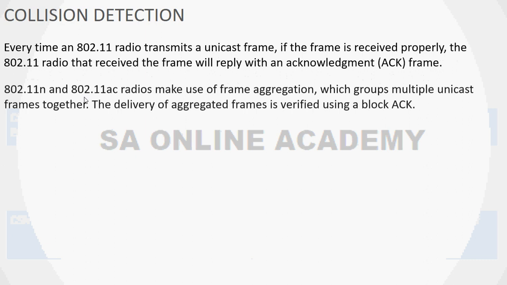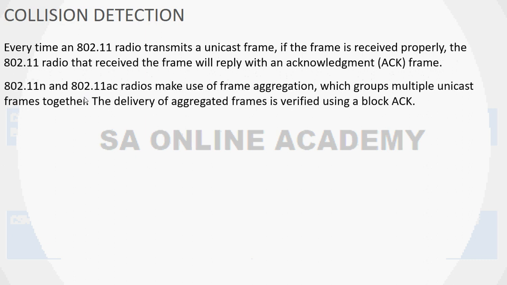Okay, so 802.11n and 802.11ac radios make use of frame aggregation, which groups multiple unicast frames together. The delivery of the aggregated frame is verified using a block acknowledgement. So instead of sending a single unicast frame, you can aggregate multiple frames, and these multiple frames can be acknowledged together by a block acknowledgement.